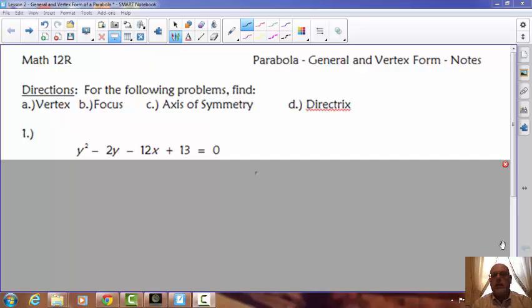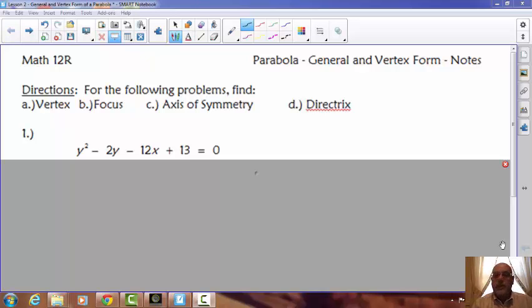Welcome to the second lesson in the unit on parabolas. This is the general versus vertex form of a parabola, and we've been working with the vertex form of the parabola. That's something new. We started working with that in the previous lesson. So if we look at the general form, guess what?